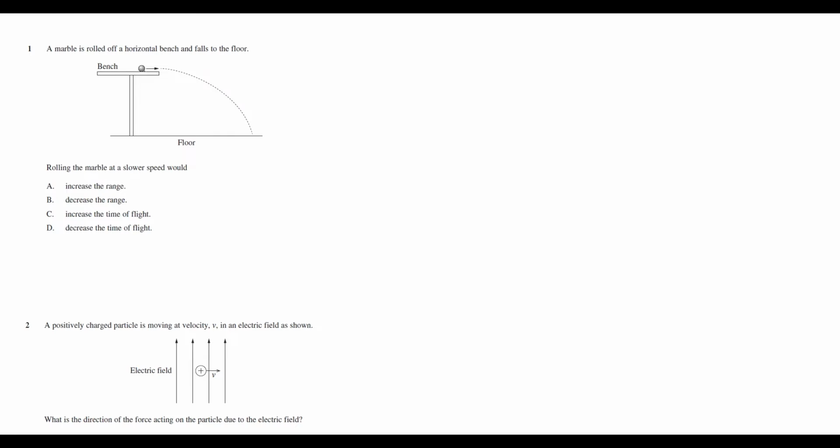And we know that if I roll it faster, well, it's going to go further, right? So clearly rolling it slower would just mean that it would drop off and hit the floor a little bit quicker. So we'd say that that would decrease the range.